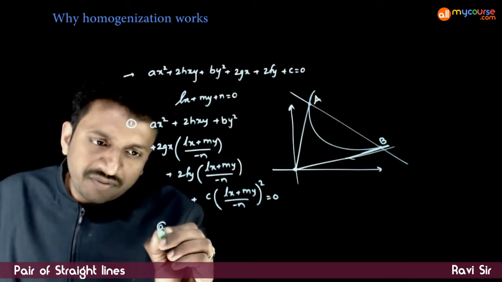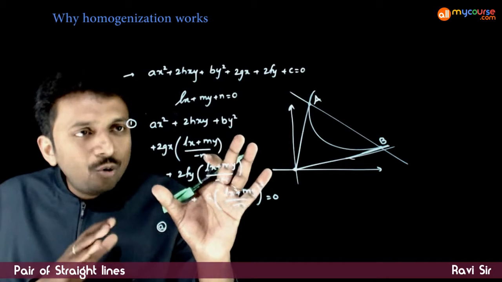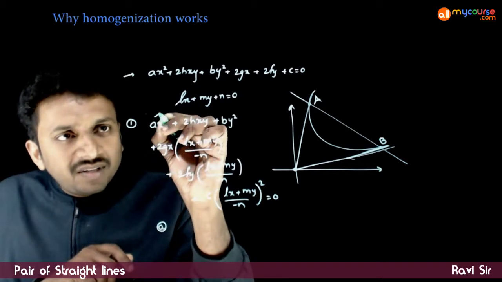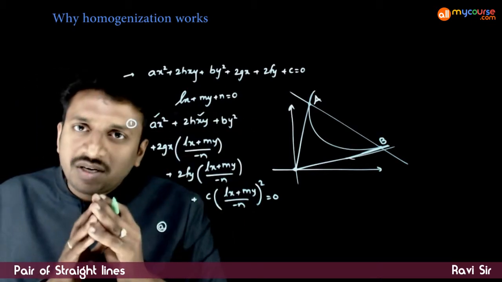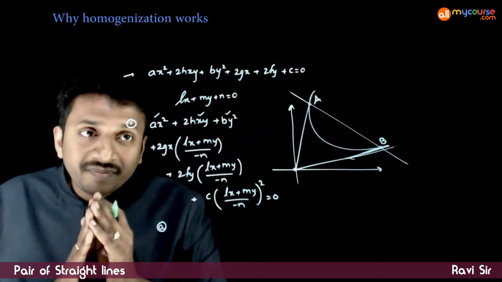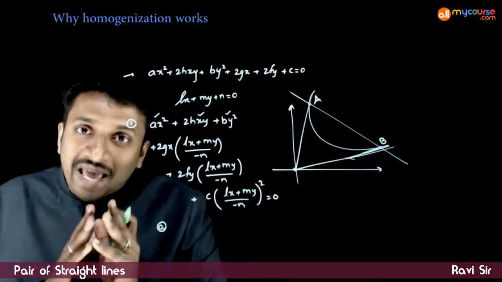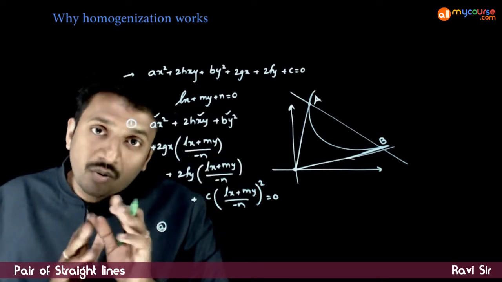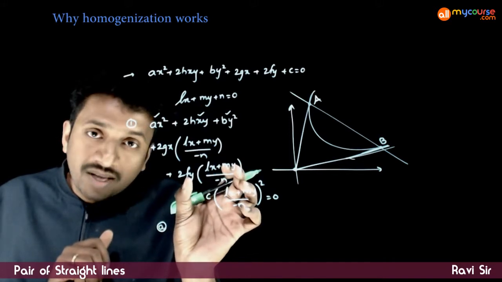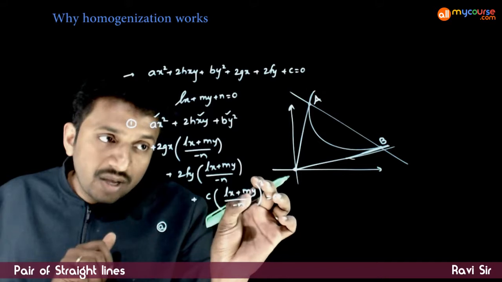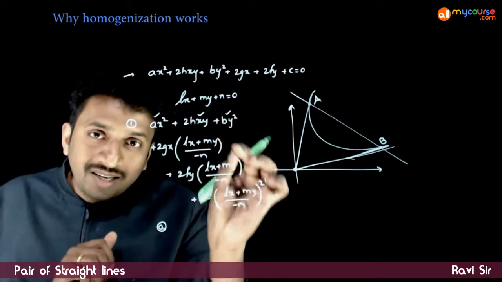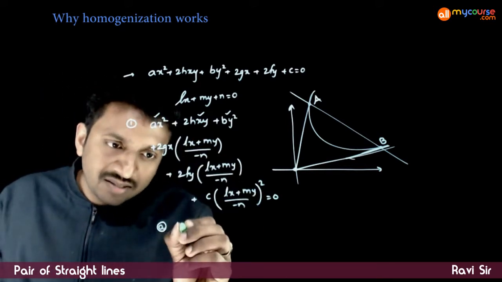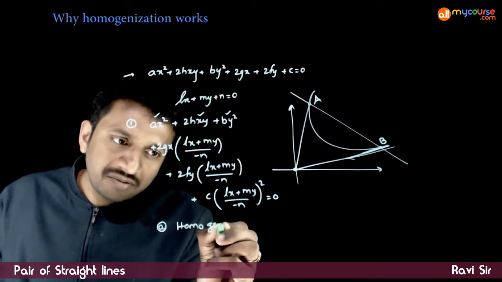So the first thing that you need to observe is this is a homogeneous equation in xy of degree 2. Because if you see every term, this is a quadratic term, this is a quadratic term. So 2gx into lx, x square term, quadratic, 2gx into my, xy term, quadratic, yx is quadratic, y square is quadratic, x square, y square and xy. So all the terms in this equation are quadratics. So this equation is a homogeneous equation.